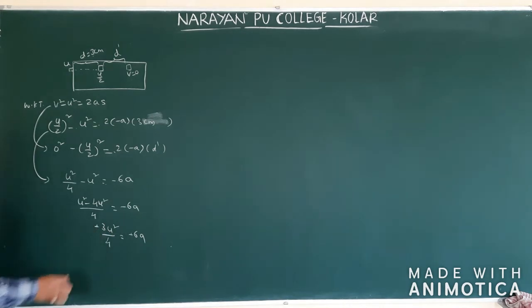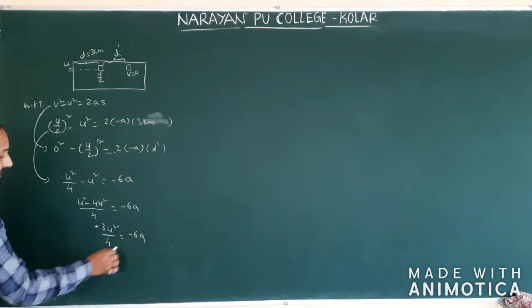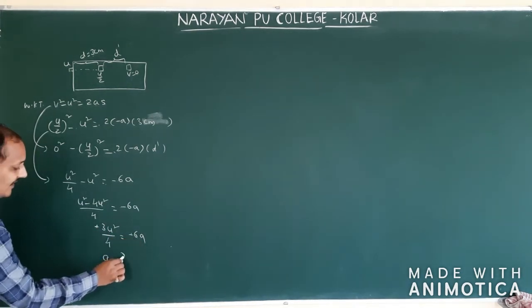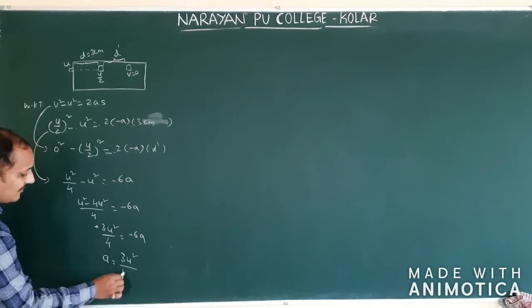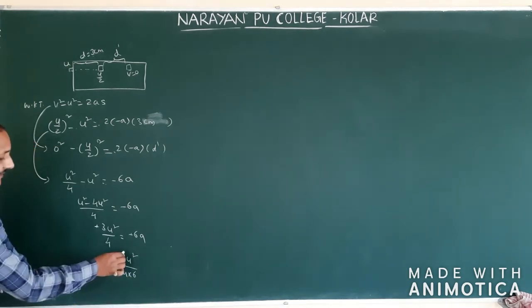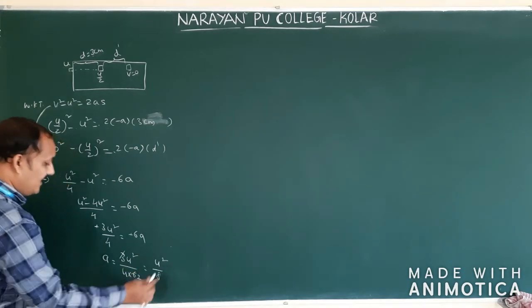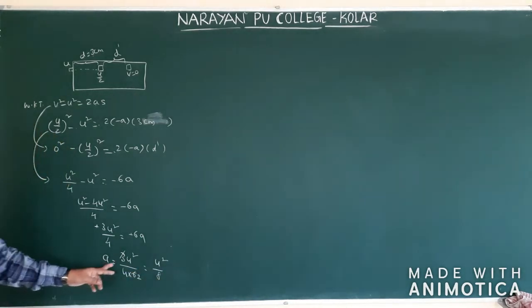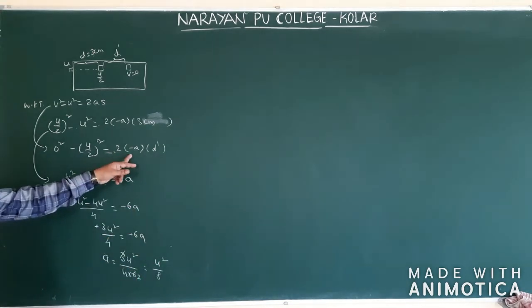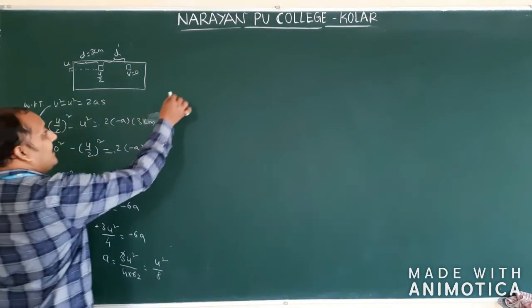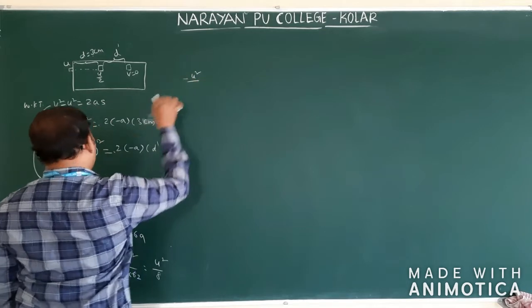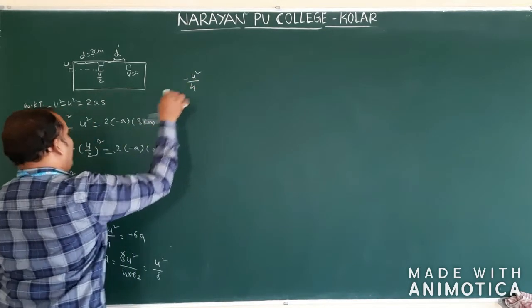Minus will become cancelled. Then a is equal to how much you are getting? 3u square by 4 into 6. If you cancel here, u square by 8. 4 into 2, 8. This a value u square by 8, substitute in this equation. Then what you get here? Minus u square by 4.